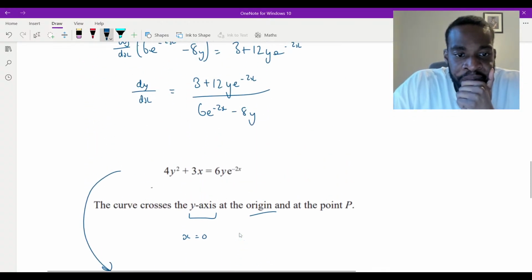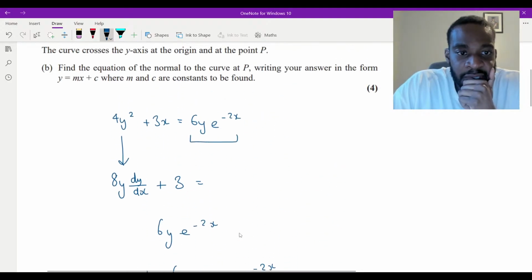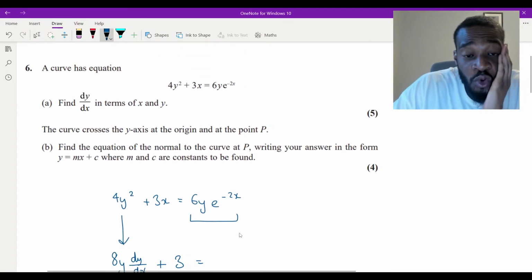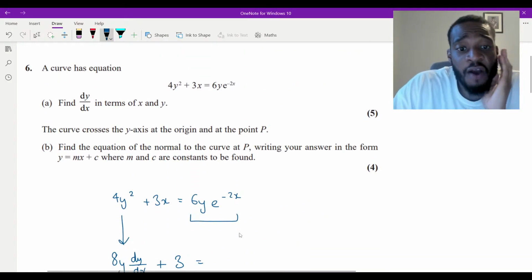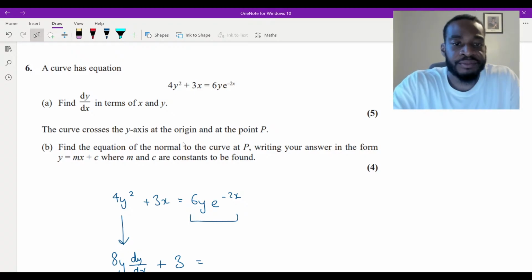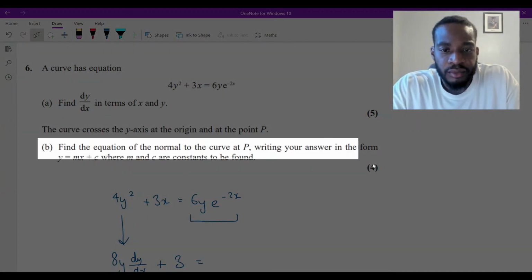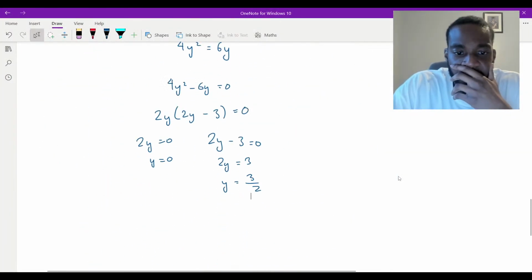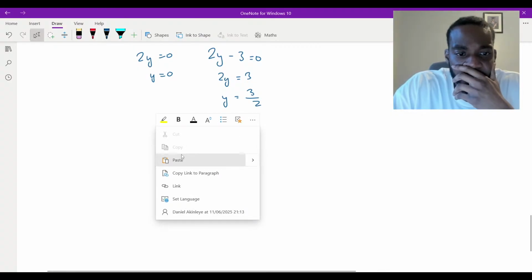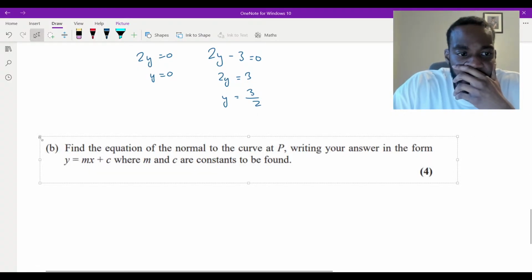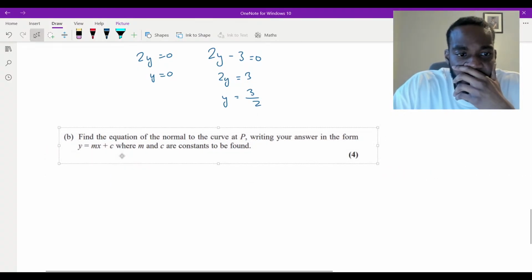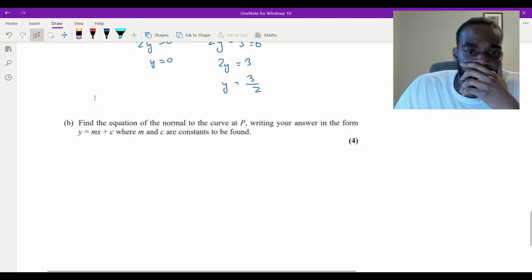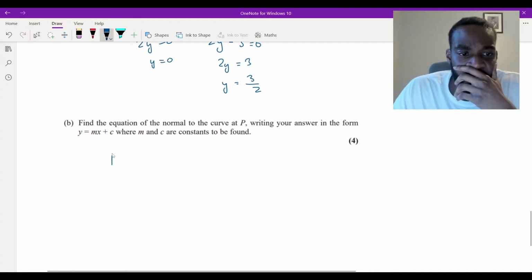What are we doing again? Forgot the question. What was the question? Find the equation of the normal. Okay, at the point P. All right, so what is the point P? Let me grab that actually. Okay. So the point P, right? The point P is 0, 3 over 2, isn't it? That's the point P.